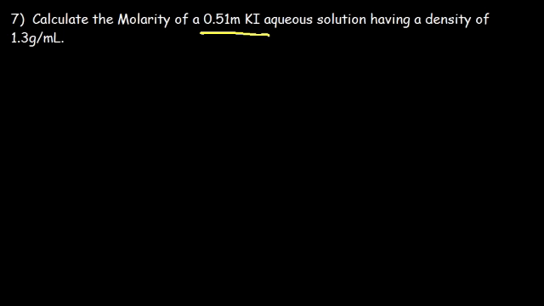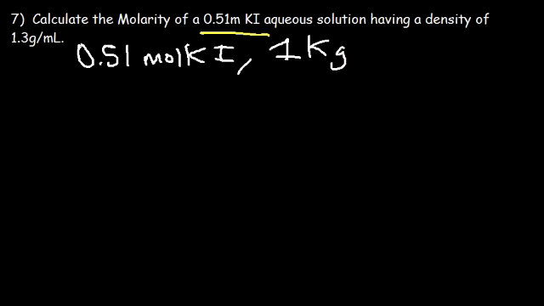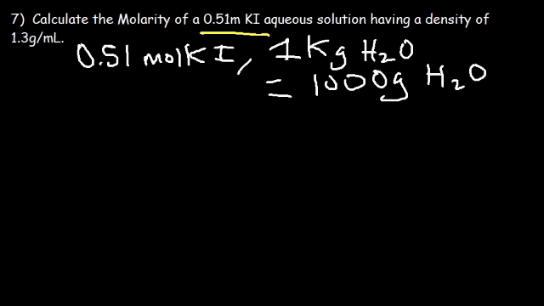So a 0.51 molal solution means that if we have 0.51 moles of KI, we therefore have 1 kilogram of solvent, which is going to be H2O since it's an aqueous solution, and we know 1 kilogram is about 1,000 grams of water. So we have the moles of solute, which is 0.51, so we don't have to worry about that anymore. What we do need to find is the milliliters of solution, and therefore the liters of solution.